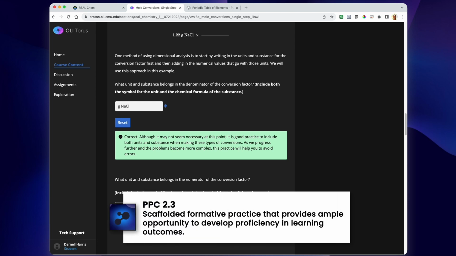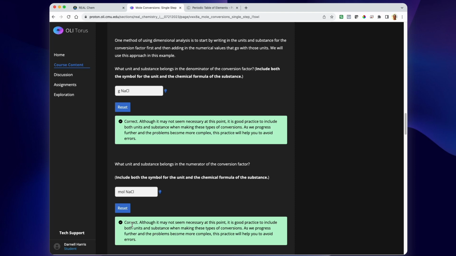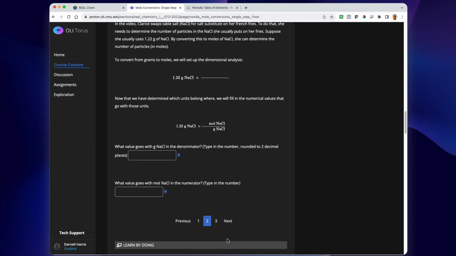Now, I need to think about the numerator. Again, I'm supposed to include both the symbol and the formula. Well, we're just converting from grams of sodium chloride to moles of sodium chloride. So I'm going to put mol NaCl. Let's see what happens. Great, again, I get this positive feedback. I'm getting confidence that I'm on the right track. I'm going to continue to the next step.